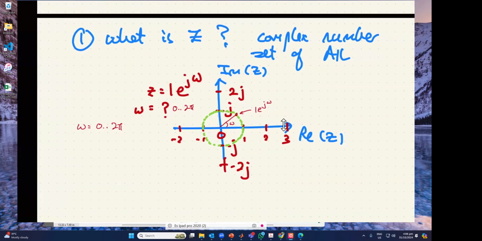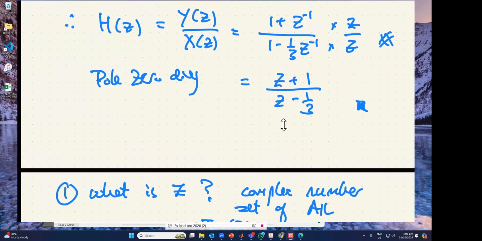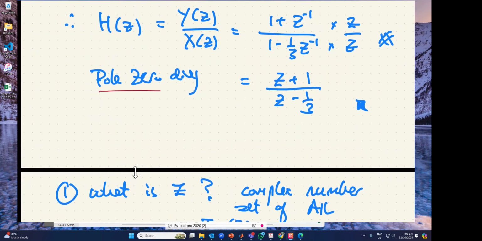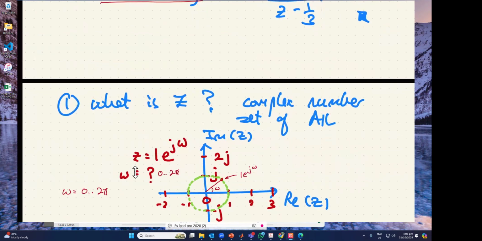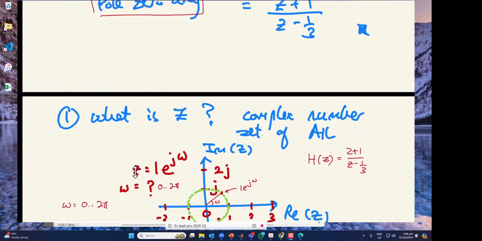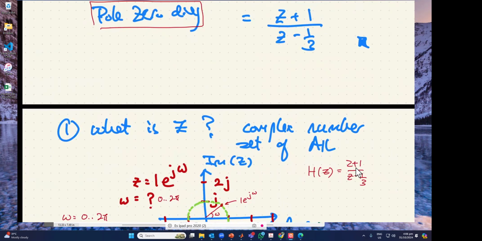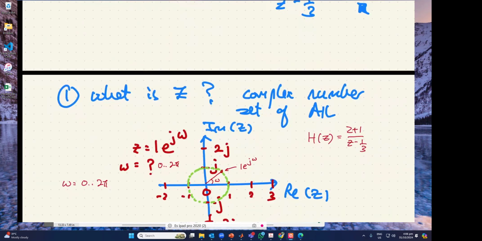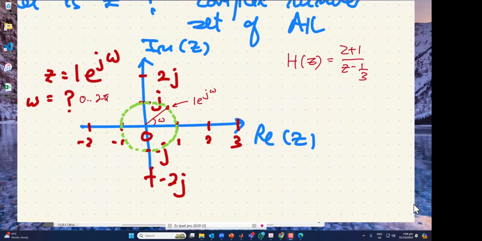All right. Okay, let's come back to this equation. Now the question is, I want to draw the pole and zero diagram of this equation. So H of z equals z plus 1 over z minus 1 third. Now, guys, I can substitute any z, right? Let's substitute the simplest z. What is the simplest z that I can substitute, guys?